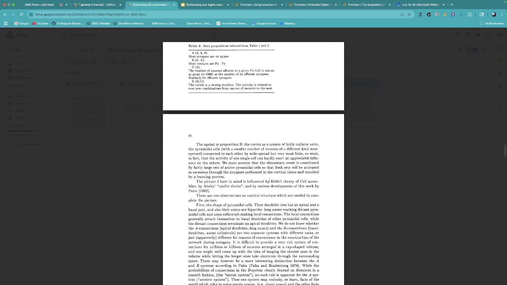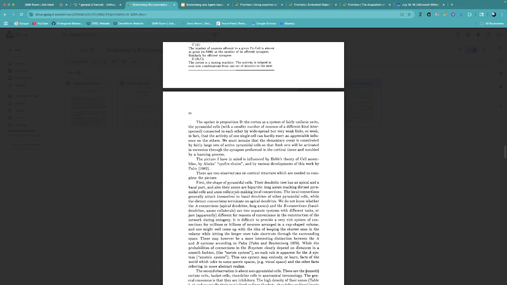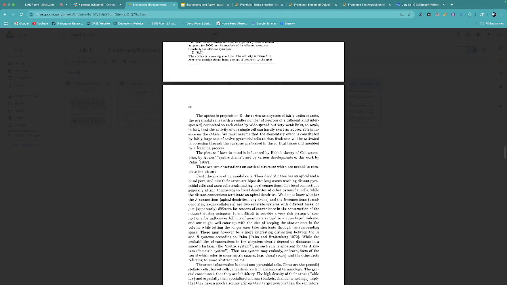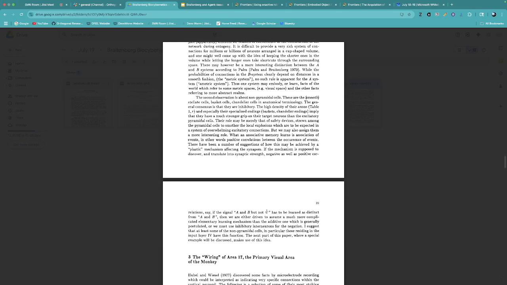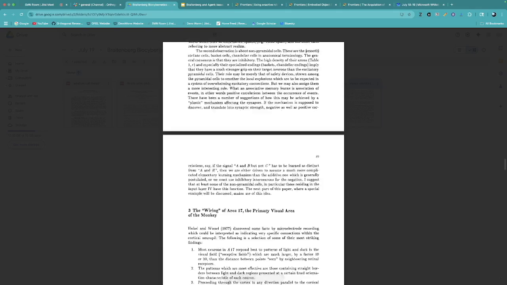The picture I have in mind is influenced by Hebb's theory of cell assemblies, by Abeles's synfire chains, and by various developments in this work by Palm. So I guess in this part of his career, he was really thinking very theoretically in terms of what the neuroanatomy he's looking at means. Eventually, of course, he'd go on to write the Vehicles book, where he put all this together in these toy models called vehicles, cleaning up some of these observations and stating them as the vehicle models.